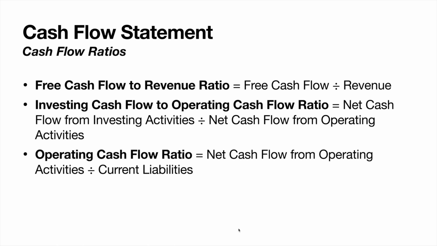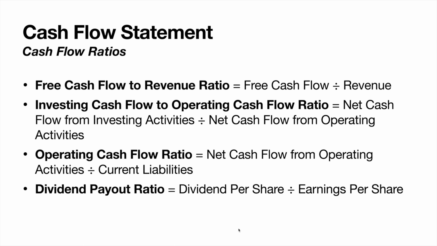Operating cash flow ratio is equal to net cash flow from operating activities divided by current liabilities. This ratio measures the liquidity of the company by showing how much cash from business operations can cover the short-term debt. Dividend payout ratio is equal to dividend per share divided by earnings per share. This ratio shows how much cash is available to shareholders for the dividend payout.